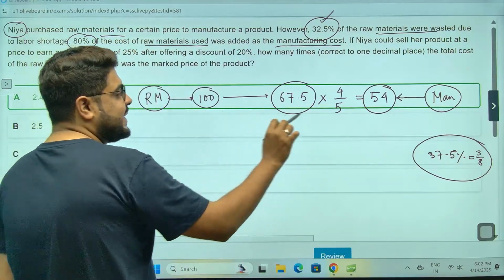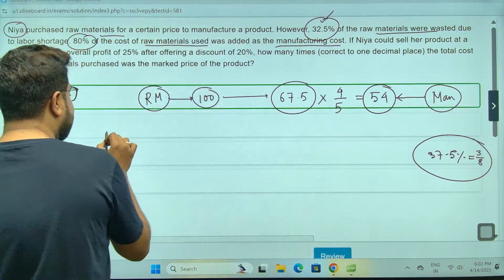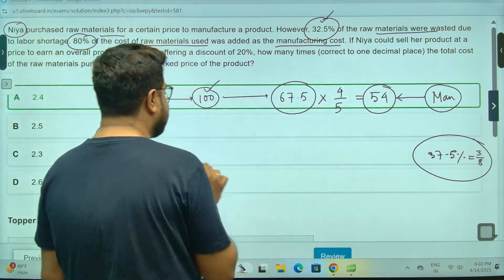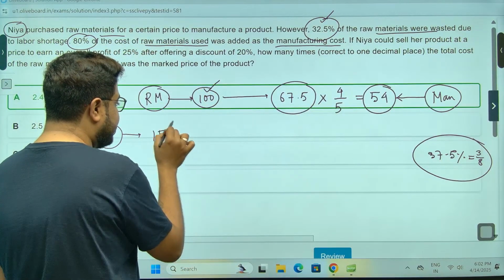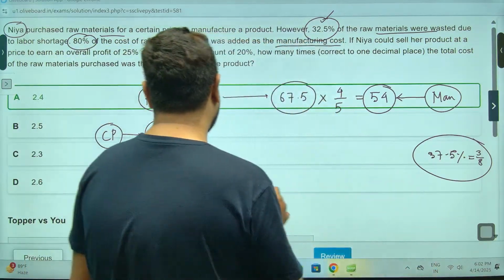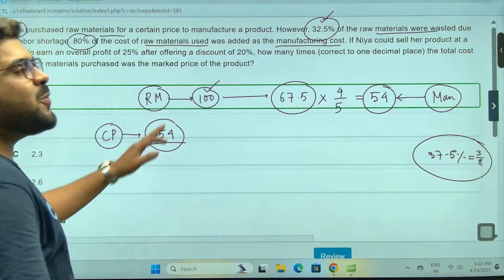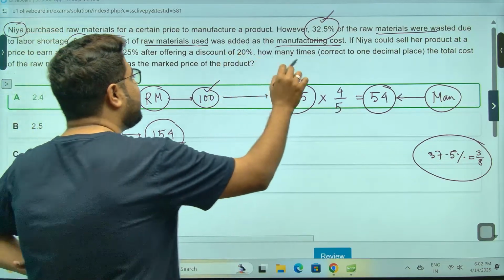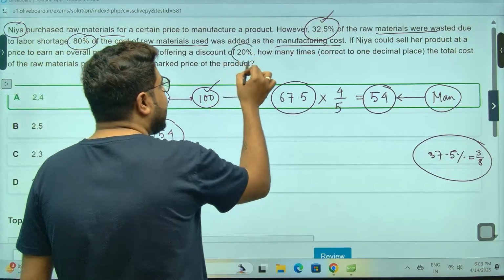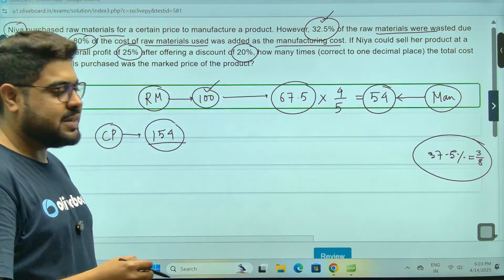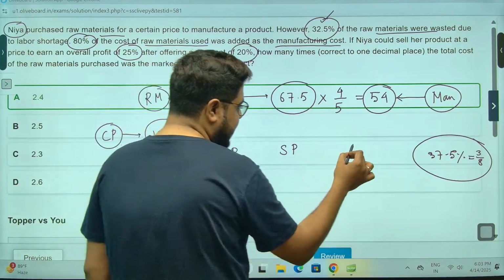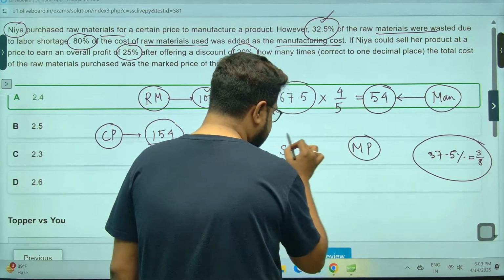So again, this is manufacturing. So CP total for Ria is raw materials plus manufacturing, that is 154 rupees: 100 rupees raw materials, 54 rupees manufacturing. Totals are 154, right? Now what they're saying: Ria now wants to sell at a profit of 25% after allowing a discount of 20%. So CP, SP, MP, these three things we need.